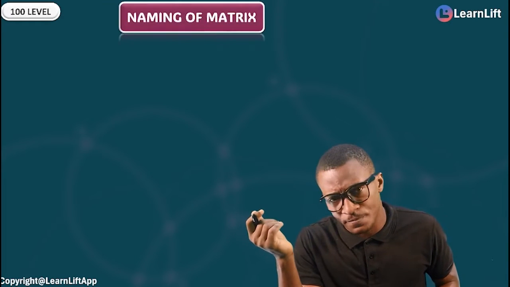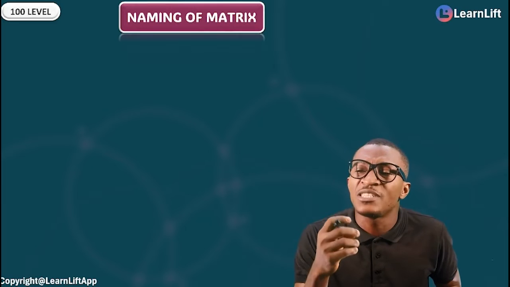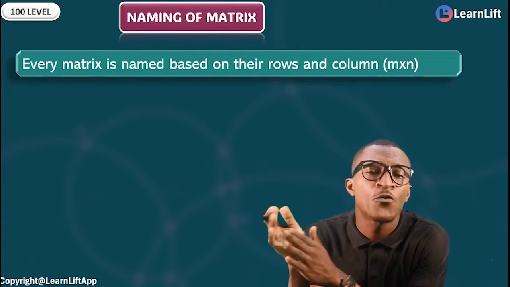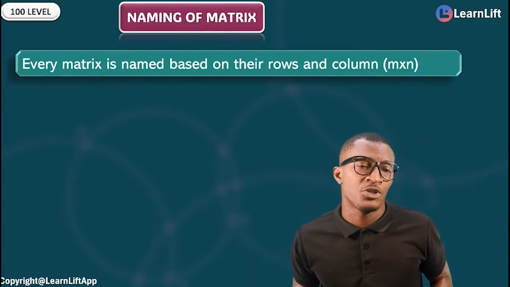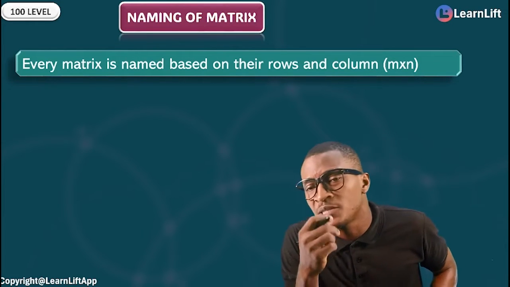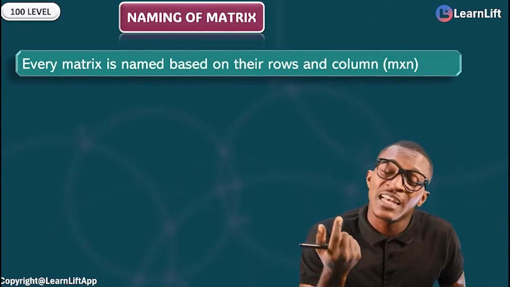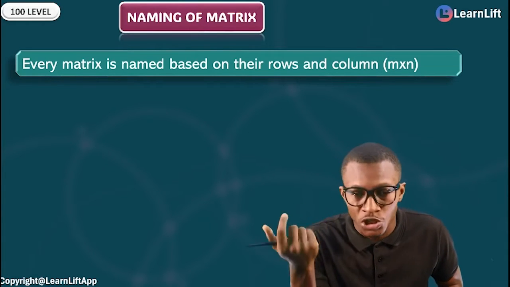So, let's now name matrix. How do we name matrix? Every matrix is named according to the rows and to the column. The number of rows or columns tells us the type of matrix. So every matrix is named based on their rows and columns. We said it is either m times n or I times what, j.